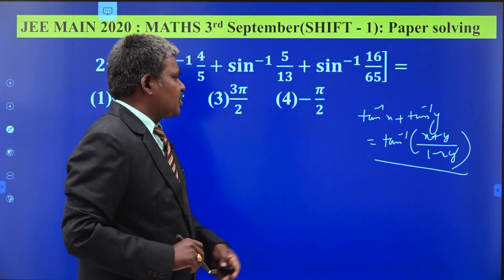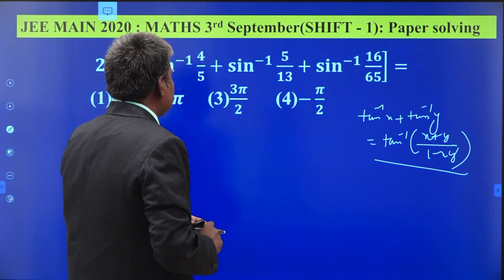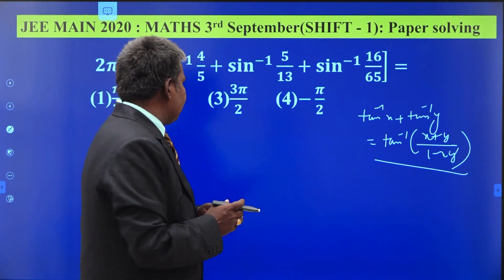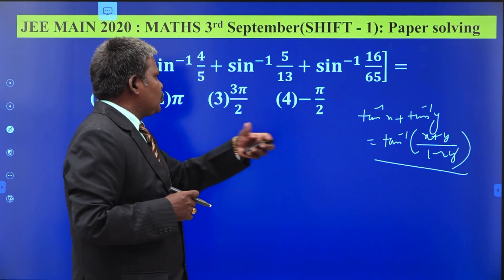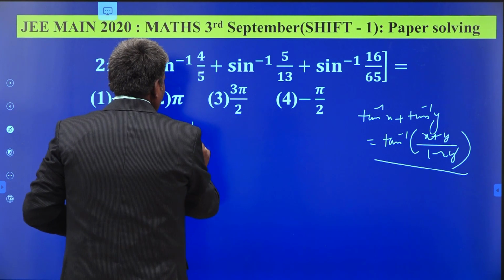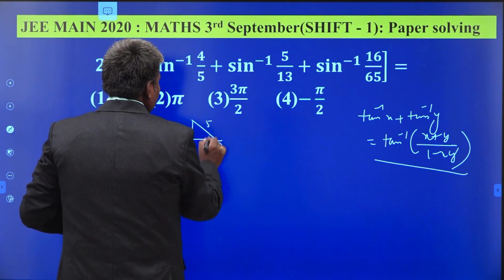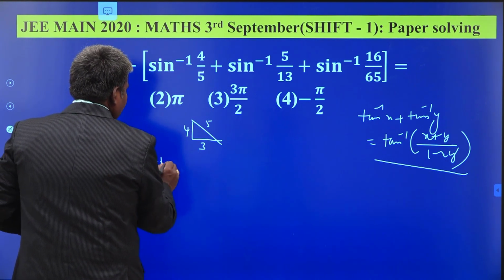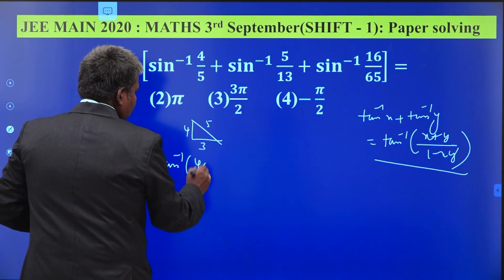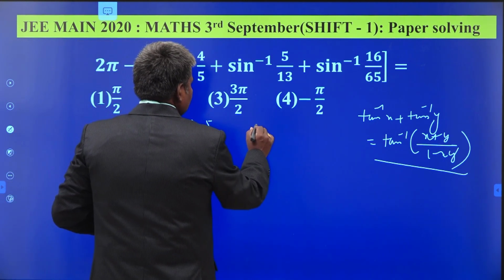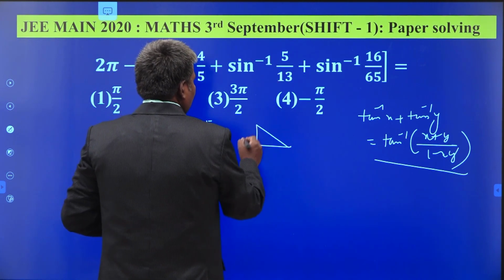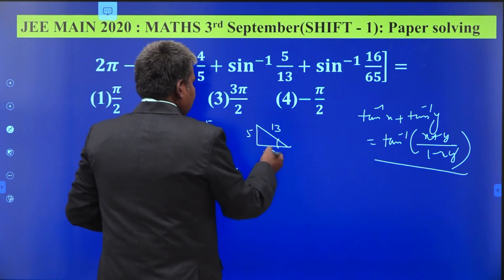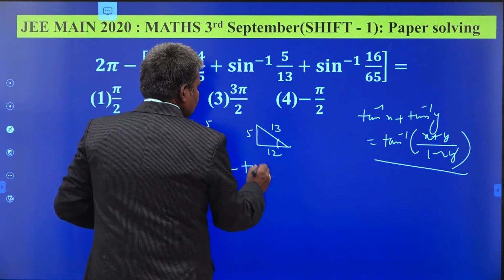Tan inverse x plus tan inverse y equal to tan inverse of x plus y by 1 minus xy. Everyone is clear here. No need to write pi plus pi minus like that. So I am converting each sin inverse into tan inverse. So sin inverse 4 by 5. This is 4, 5, this is nothing but 3. So 2 pi minus tan inverse 4 by 3 plus, again you write one triangle, sin inverse 5 by 13. This is 5, it is 13, automatically this will be 12. So tan inverse of 5 by 12.